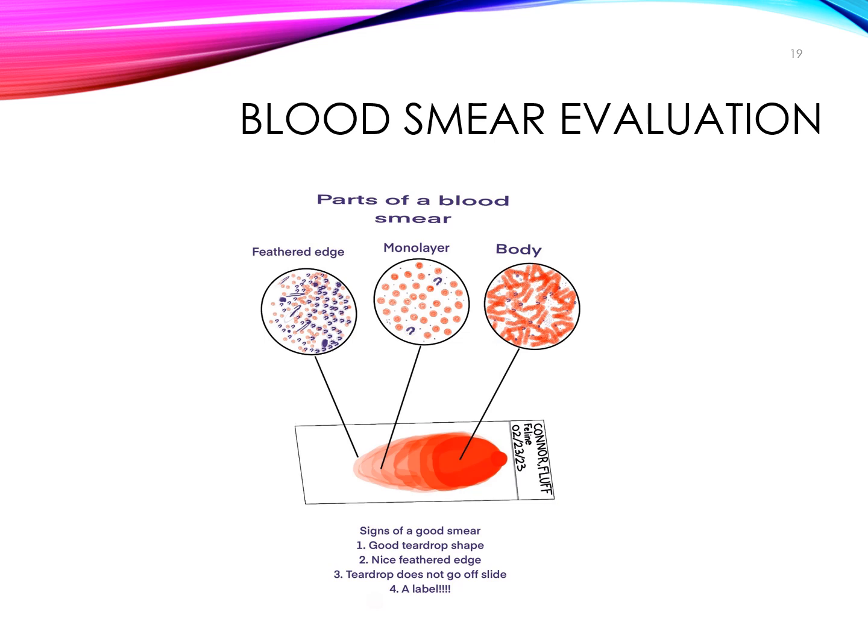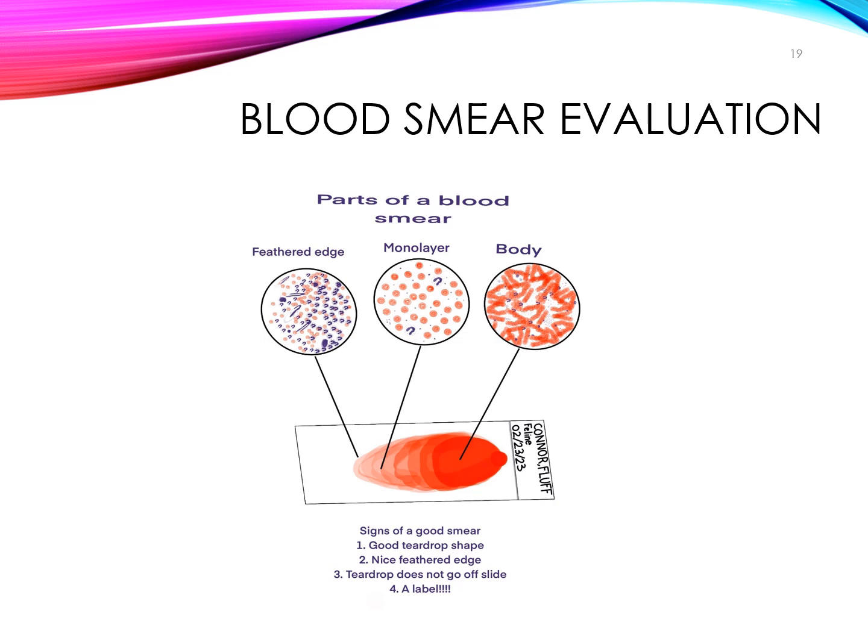It's not running off of the slide. And there are three parts to a blood smear. So you have the feathered edge, the monolayer, and the body. And the monolayer is where we do all of our reading of the cells.